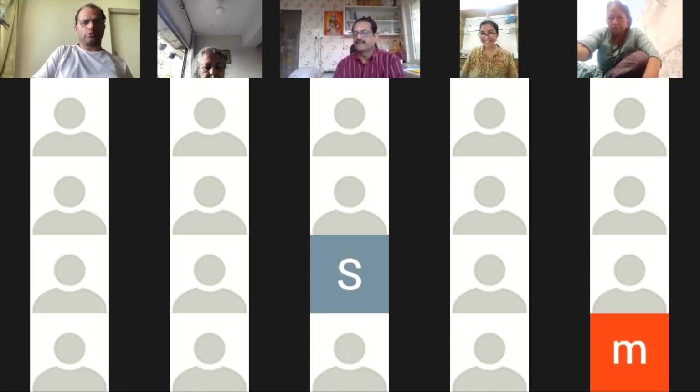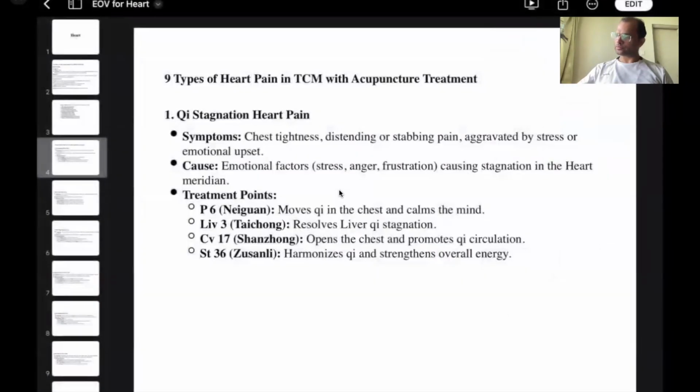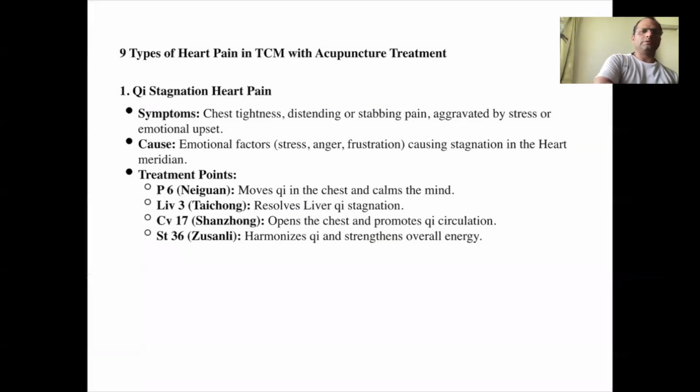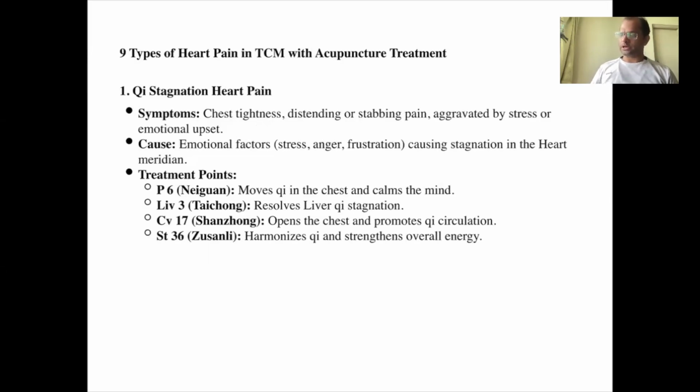Okay, so we'll go through quickly with all 9 types of the heart pain one by one. So this is the type 1, chi stagnation. We will see chi stagnation, blood stagnation, cold stagnation, phlegm stagnation, phlegm obstructed, like heat, yin deficiency, yang deficiency, chi blood and the heart kidney disharmony. So let's see first chi stagnation.